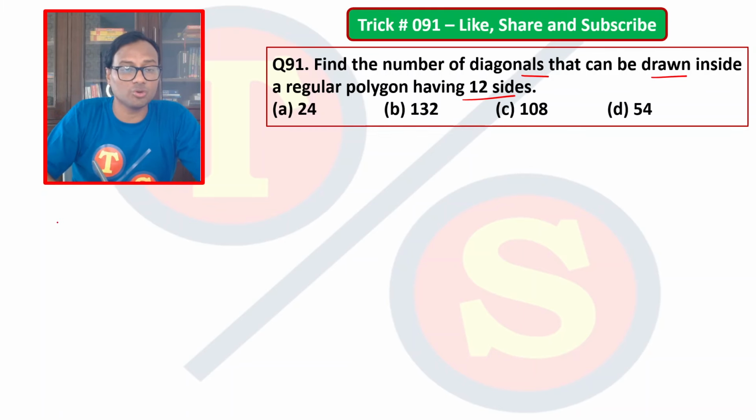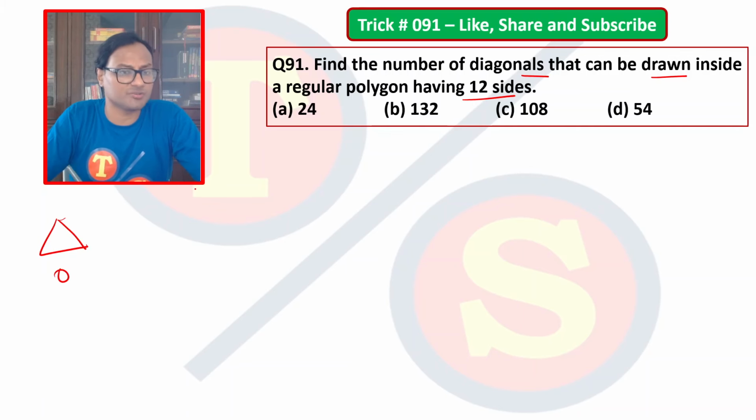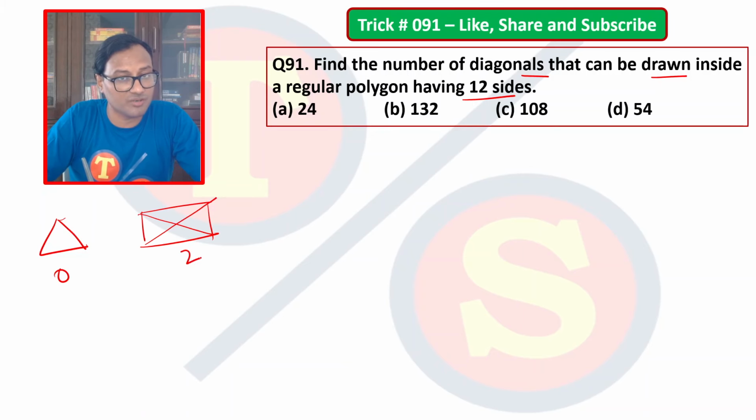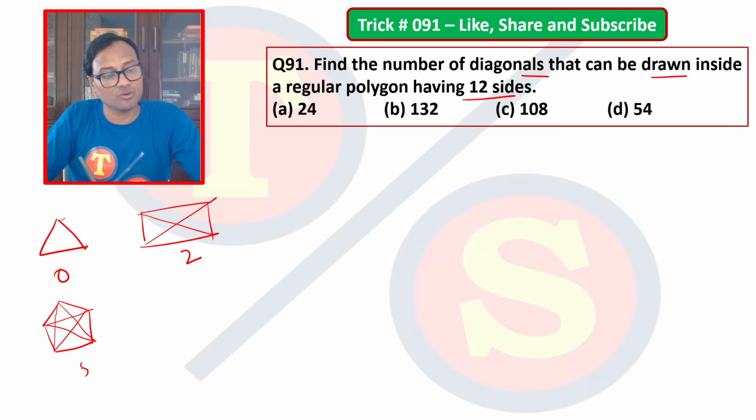So if I want to draw a diagonal in a triangle, definitely no diagonal is possible. But if I want to draw a diagonal in a quadrilateral, then two diagonals are possible. And if I want to draw a diagonals in a pentagon, right? So in pentagon 1, then this will be 2, this will be 3, this will be 4, and I guess there will be one more. Yes, this is 5. So 5 diagonals are possible.